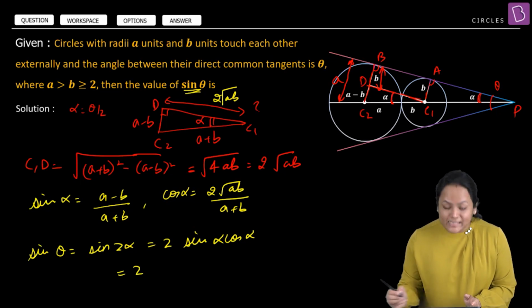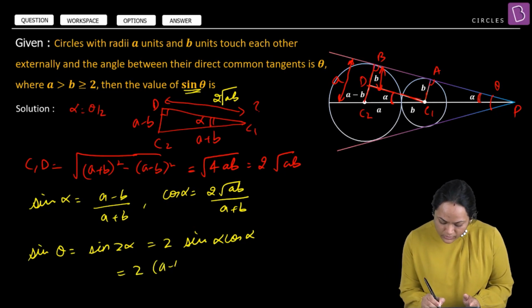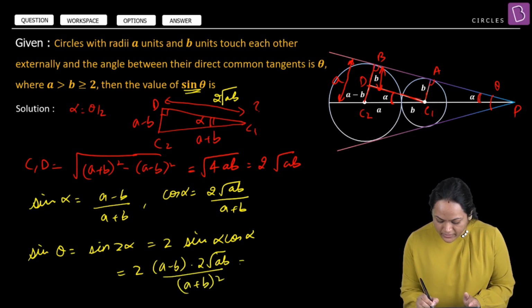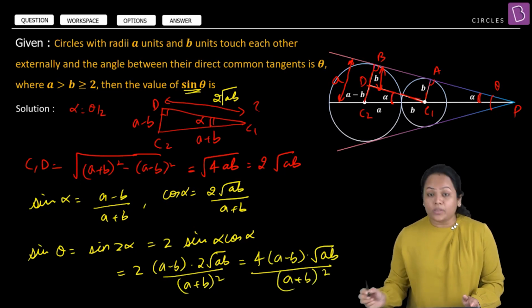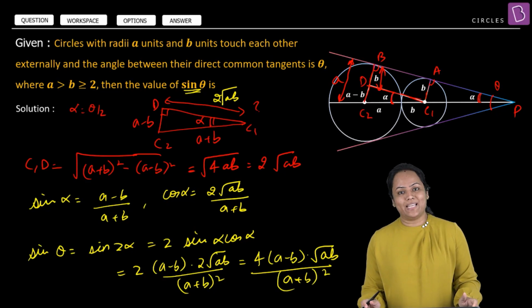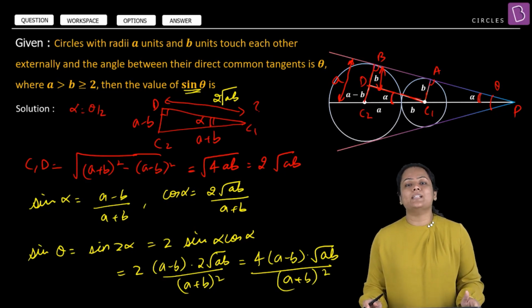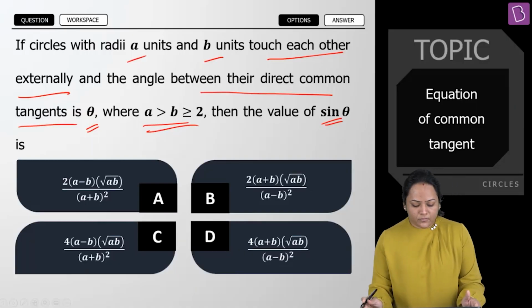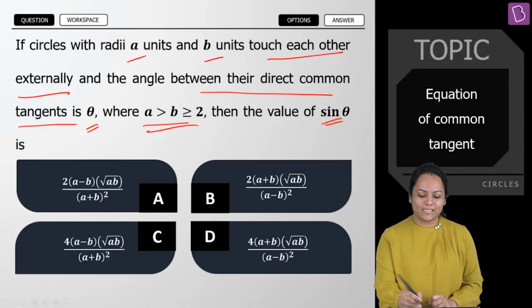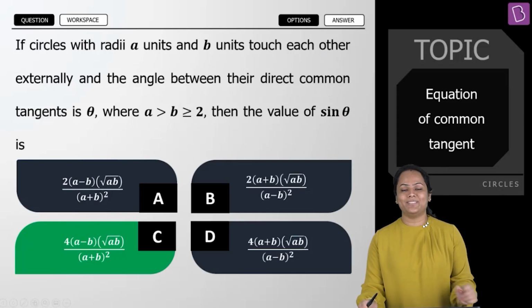Okay. So we can say that sine theta, when we substitute, is (a minus b) multiplied by 2 root over ab, divided by (a plus b) whole square, and finally it comes out as 4 (a minus b) multiplied by root over ab, divided by (a plus b) whole square. So this will be the final answer of sine theta. Have you understood, guys? Very well. So if we see the options given to us, we can say that the answer will be C. Clear? Good.